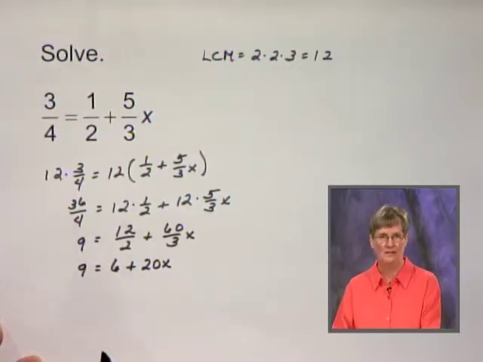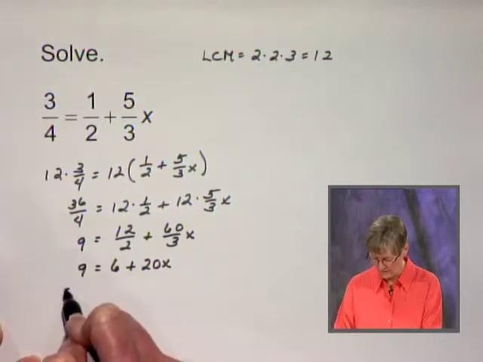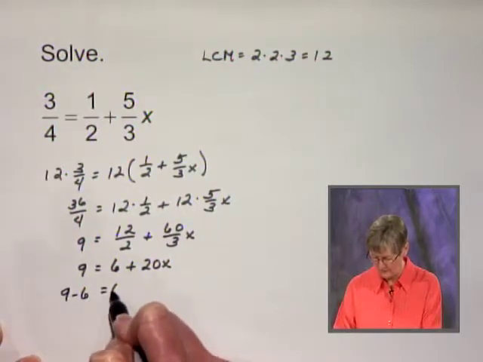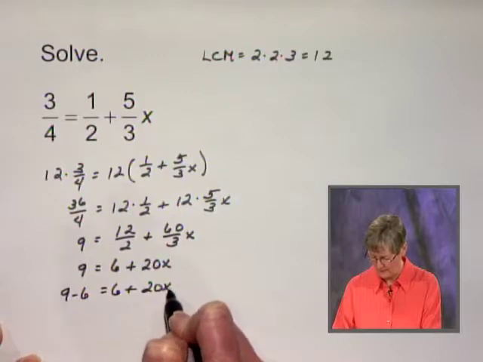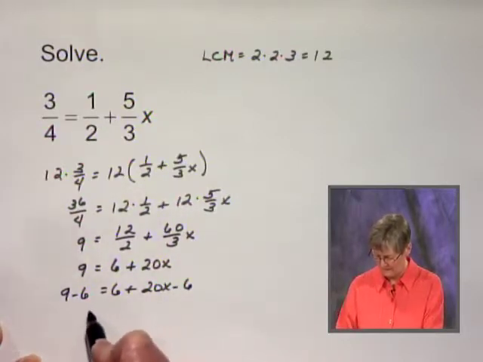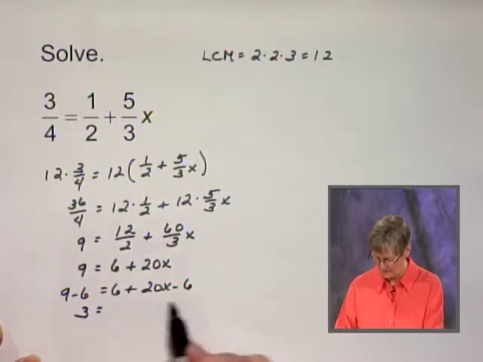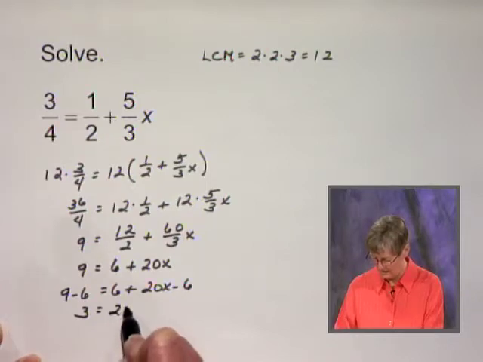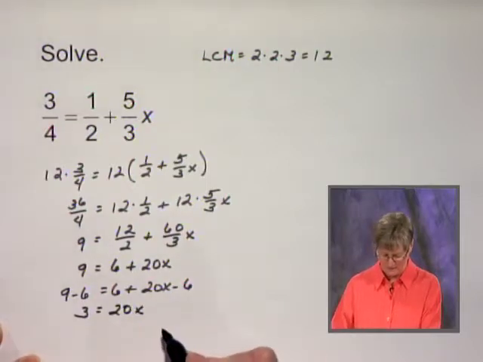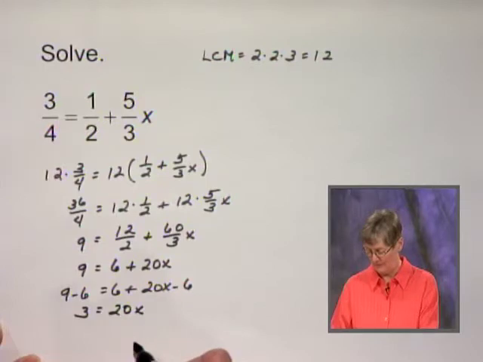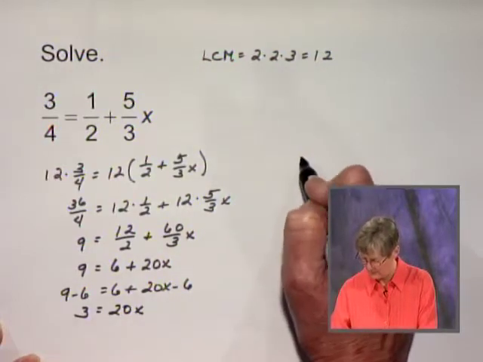Next, I'm going to subtract 6 on both sides so that I have the x term alone on the right. So I'll have 9 minus 6 is equal to 6 plus 20x minus 6. 9 minus 6 is 3, so I have 3 is equal to 20x. And now I'm going to divide both sides by 20 to get x alone. Let's move up here to do that.